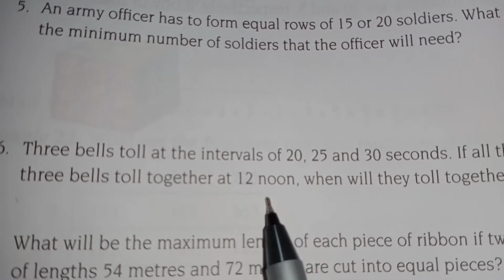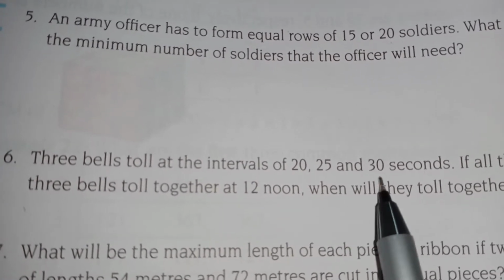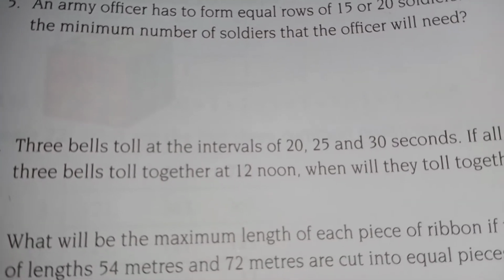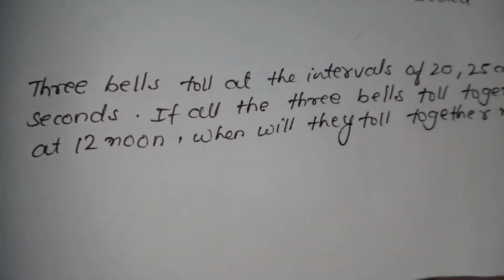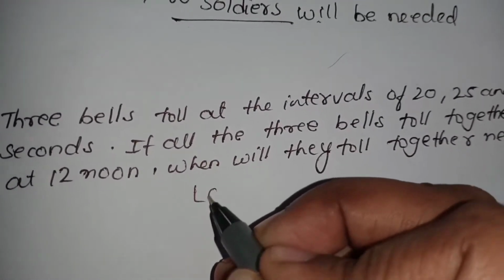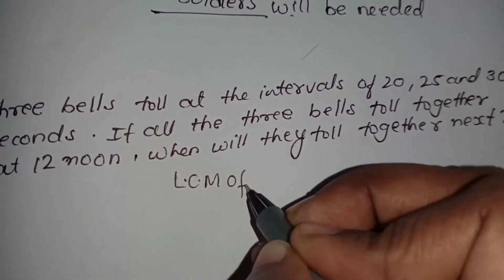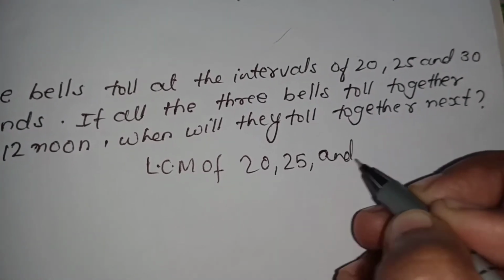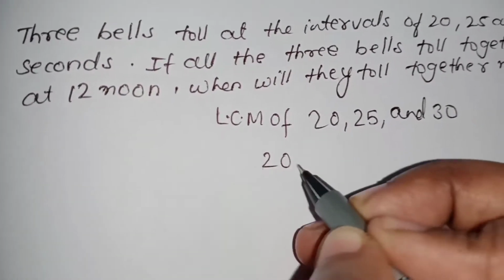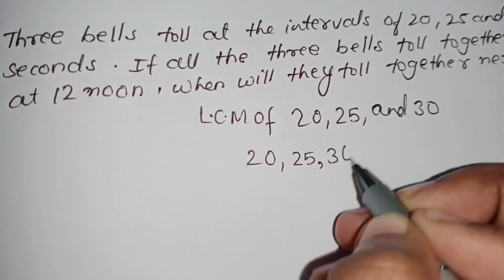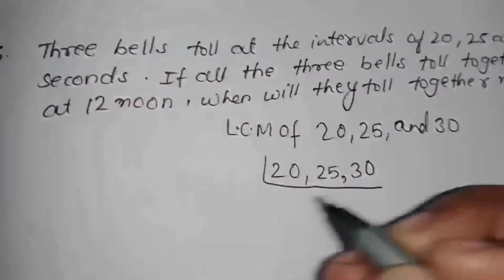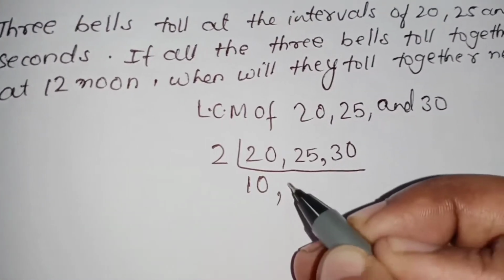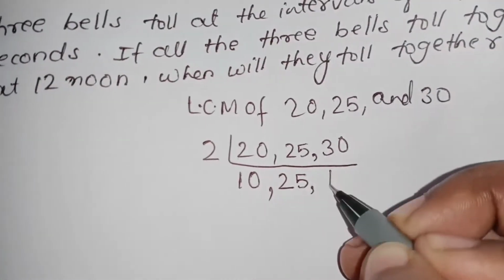So what you have to do, again the same thing, you have to find the LCM of these 3 numbers. So let us find. We will find here the LCM of 20, 25 and 30. So 20, 25, 30. Okay, you know that 20 and 30 will come in the 2 table. So 2 10s are 20, 25 will not come, 2 15s are 30.